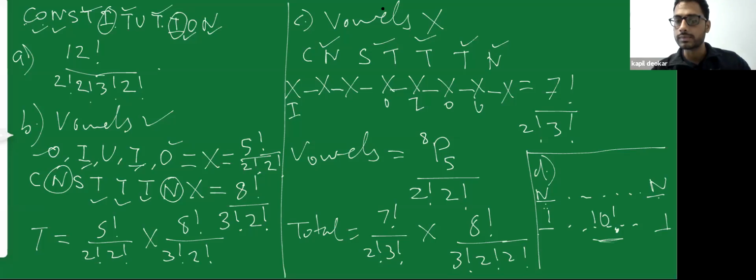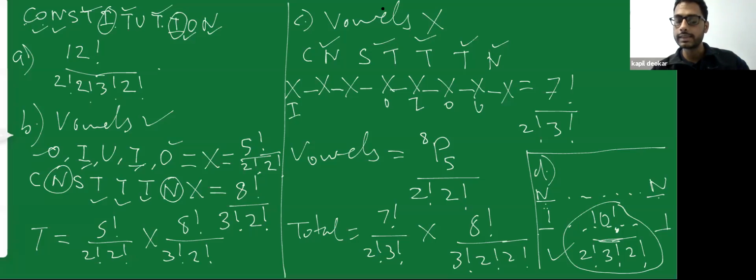So 10 letters can be arranged in 10 factorial ways. But something is repeated over here. What is repeated? Your O is repeated, so you'll have to divide by 2 factorial. Your T is repeated, so 3 factorial, and your I is also repeated, so again divide by 2 factorial. So the total is going to be equal to 1 into this term into 1, which is equal to this. So this is your answer.